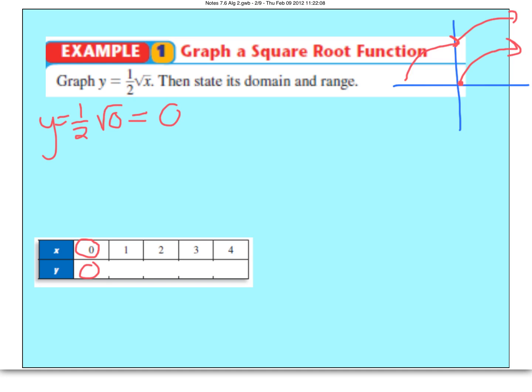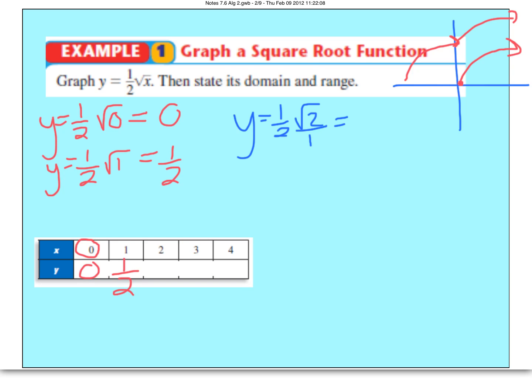If we put in 1, y equals 1/2 the square root of 1. Square root of 1 is 1, times 1/2 is 1/2. Let's put in 2. 1/2 square root of 2. All we're going to do for this one is put the square root of 2 over 1, multiply straight across. The answer is the square root of 2 over 2.